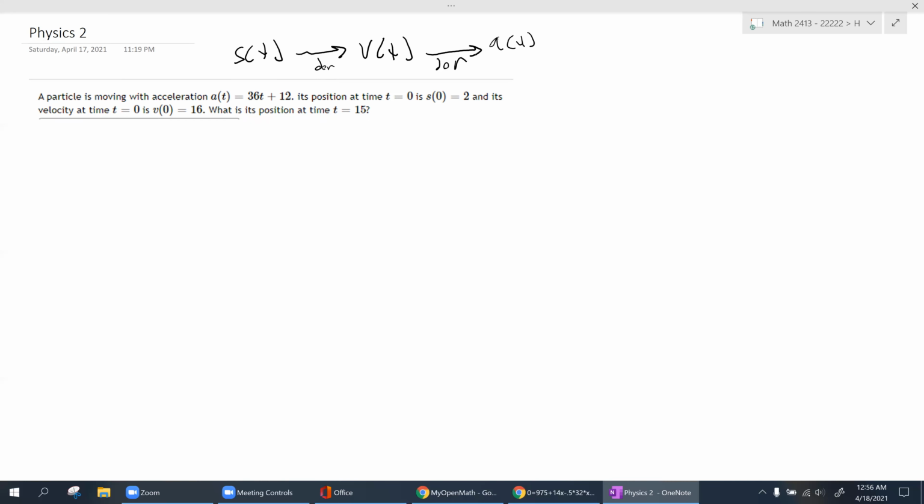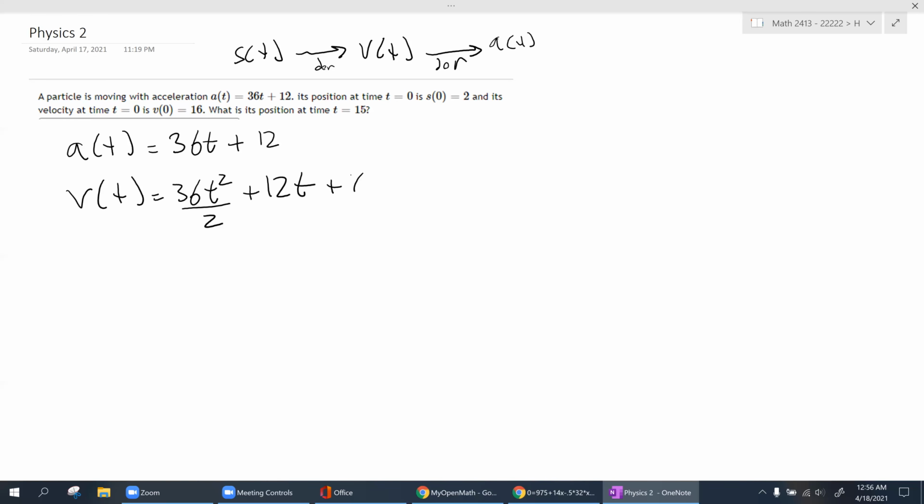If you were going from left to right, you're deriving. So that means if you're given acceleration and you want to get to velocity, you need to integrate, right? You need to integrate. All right, so I have acceleration. This is 36t plus 12. So you want to integrate this, meaning this is going to become velocity, which is 36t squared over 2 plus 12t plus c, right?